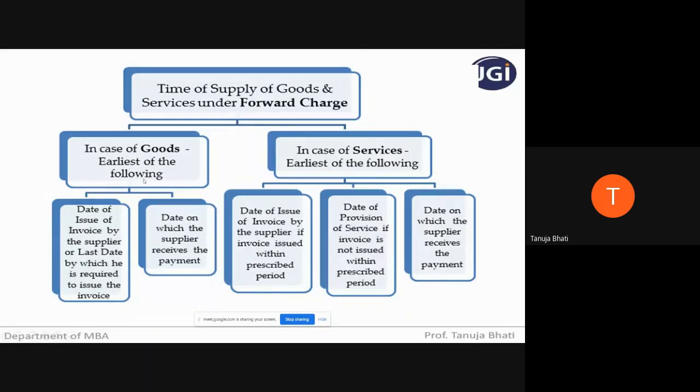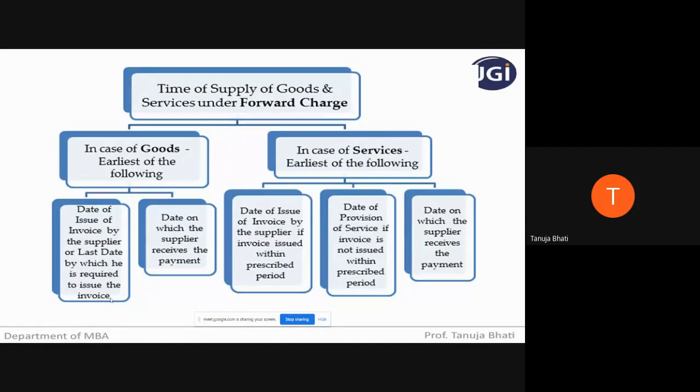It is the earliest of the following dates. Which are the two dates you need to compare? The date of issue of invoice by the supplier, or the last date by which he is required to issue the invoice under section 31. So which is the last date? It is determined as per section 31.